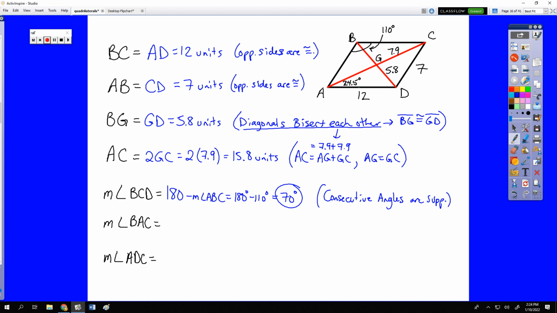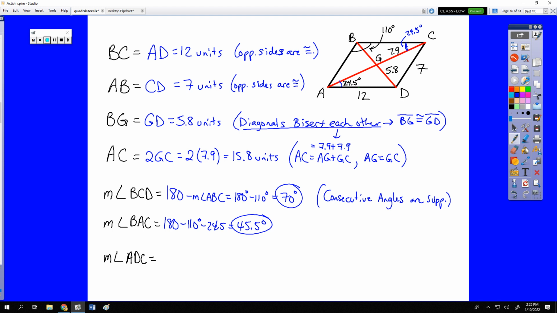Okay, BAC is probably the hardest one. BAC is a little bit difficult because you have to recognize the alternate interior angles to realize that this angle here is 24.5 degrees. And then the 3 angles in the triangle have to add up to 180. So BAC would be 180 minus the 110 for angle ABC and the 24.5, which would leave us with 45.5 degrees.